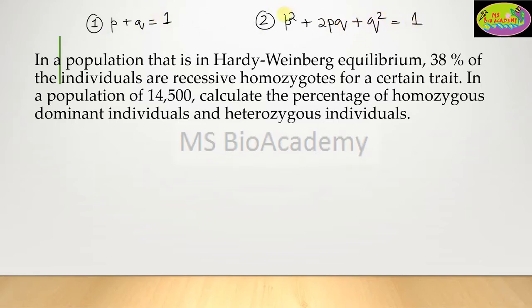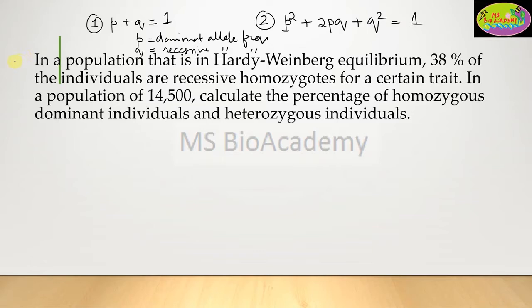So these two equations we are going to follow, where P is your dominant allele frequency and Q is your recessive allele frequency. P square is basically your homozygous dominant genotype frequency, 2PQ is your heterozygous genotype frequency, and Q square is your homozygous recessive genotype frequency. That is how it follows. So these things you need to remember, then you can solve each and every question very easily.